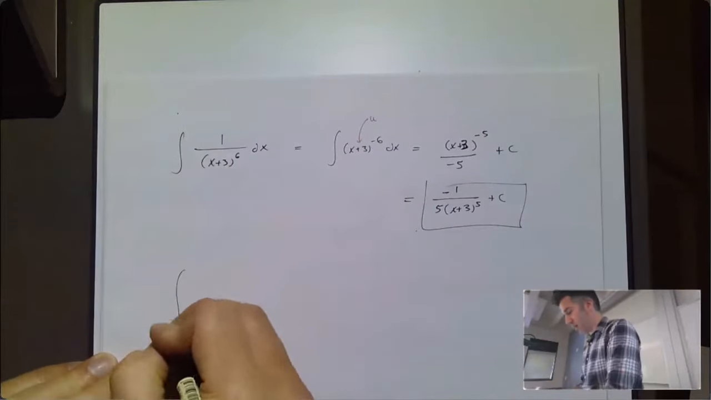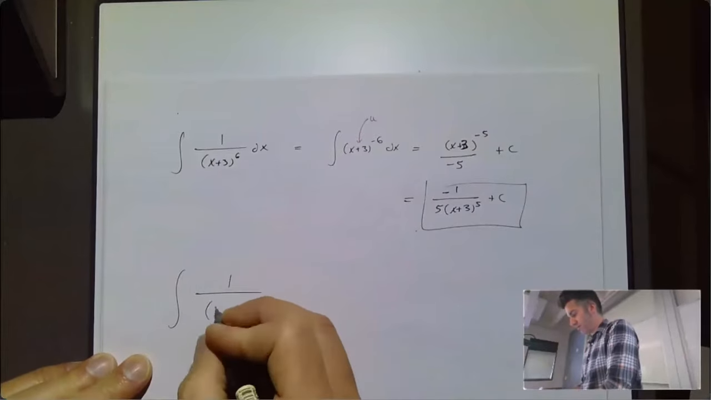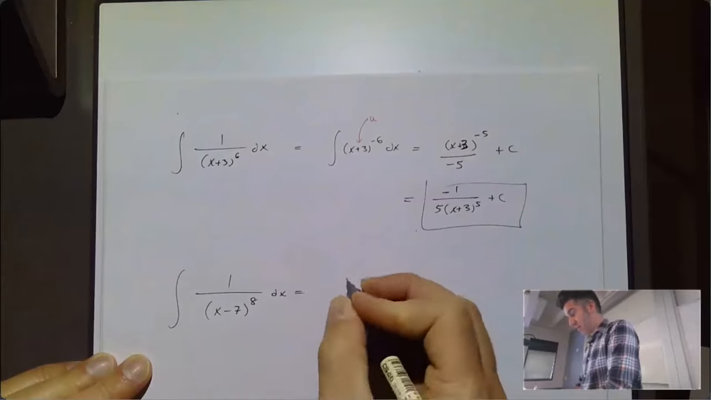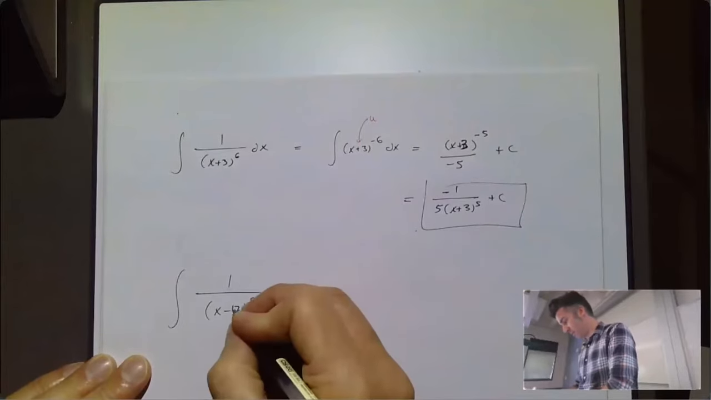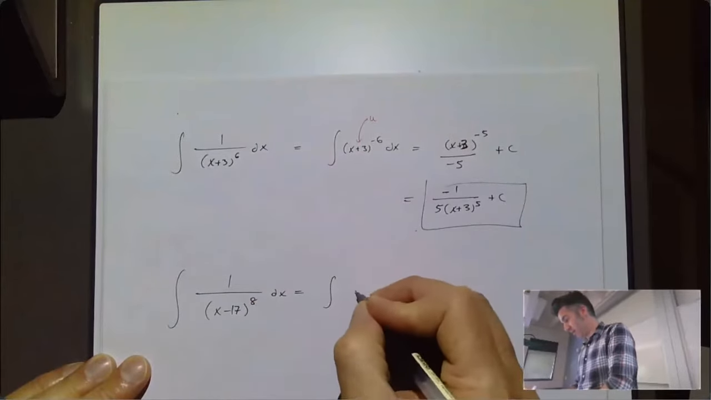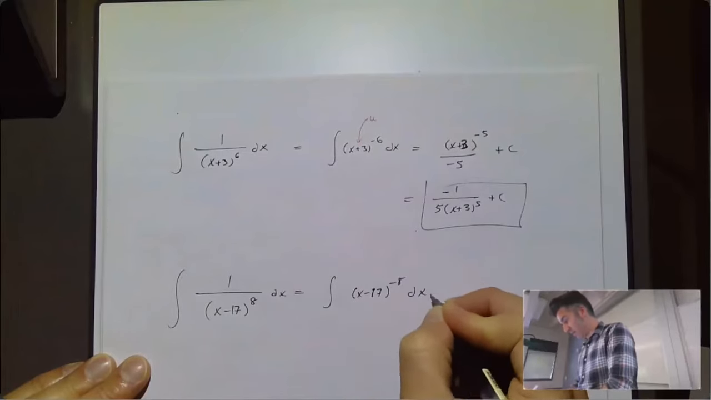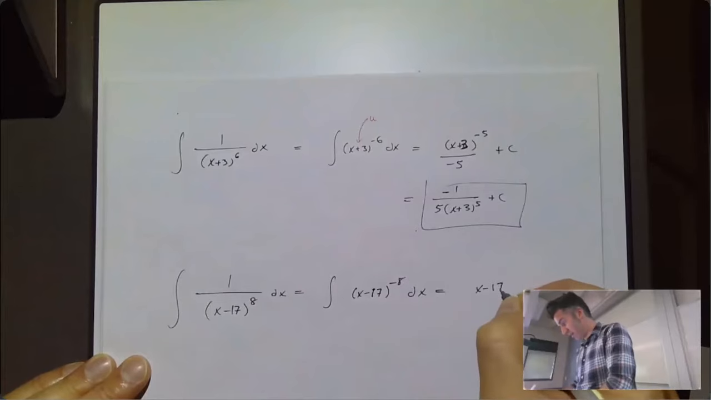In a similar way, if you want to integrate 1 over (x minus 17) to the 8th power, that's going to be the integral of (x minus 17) to the negative 8th. And that's just going to be (x minus 17) to the negative 7 over negative 7.